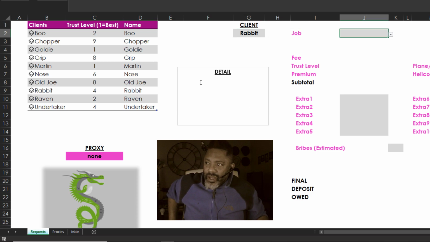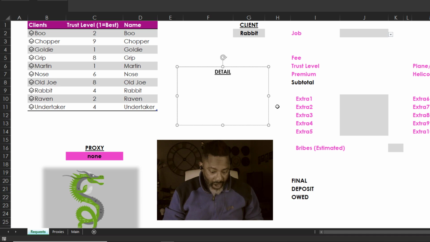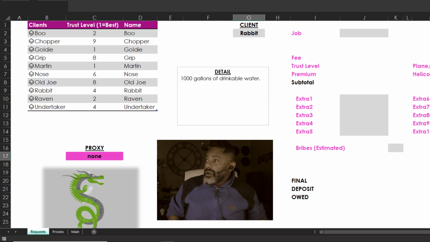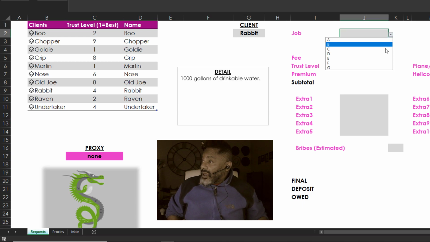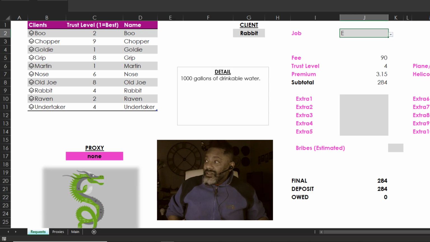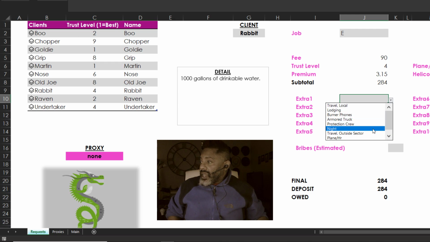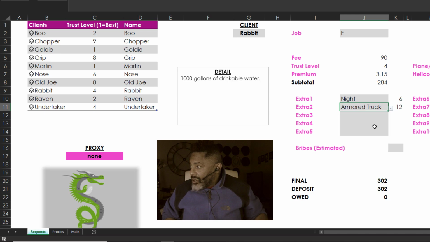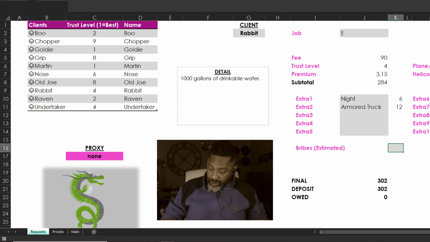You need 1,000 gallons of drinkable water. That's over in Sector 7. I got to go all the way across Sector 7. You sure you need that much water? You lucky Rabbit is a number 4 trust level. But that is a level E job because of where we have to go to get it. And we are going to have to do that at night. We're going to need a truck. We're going to have to pay like 300 drops in bribes. Oh, let me check one other thing, Cuffy.